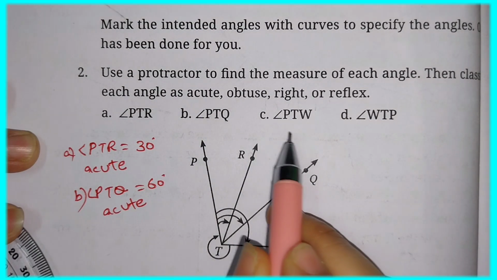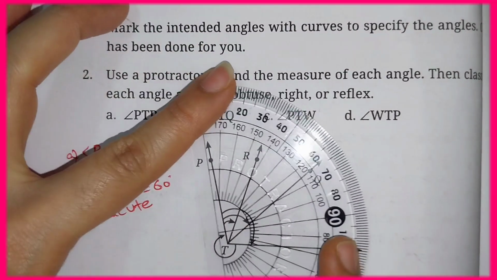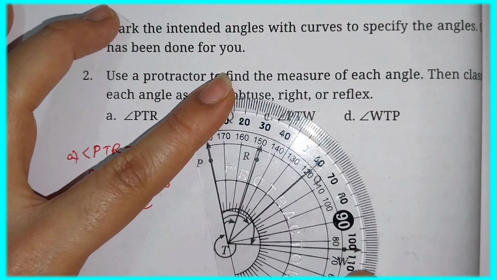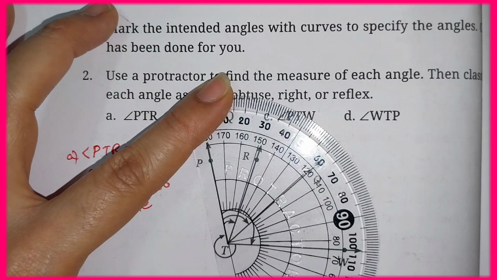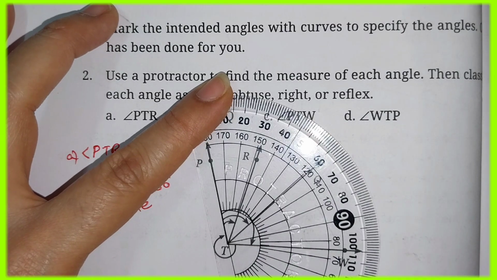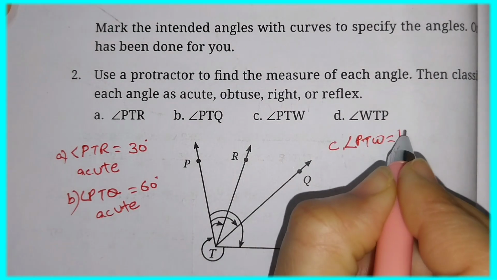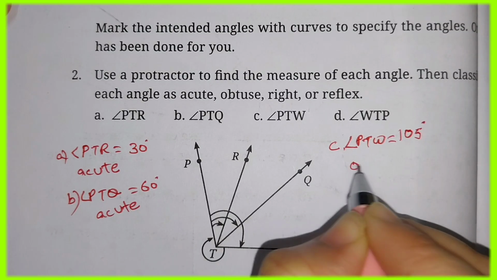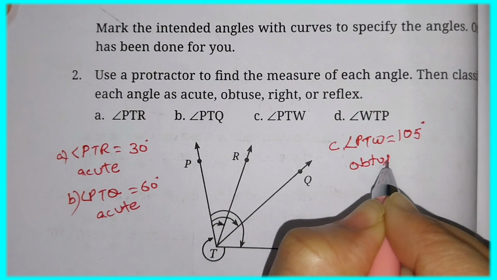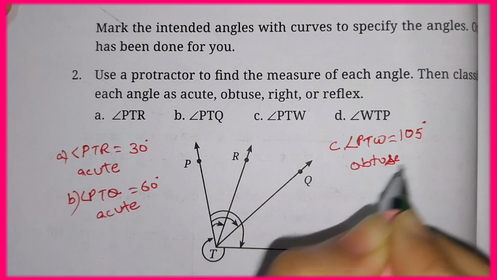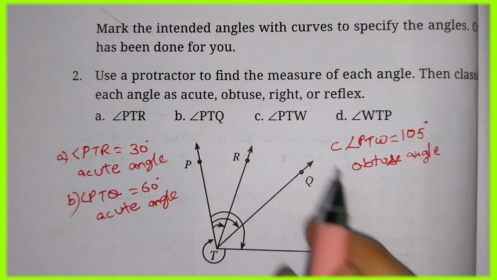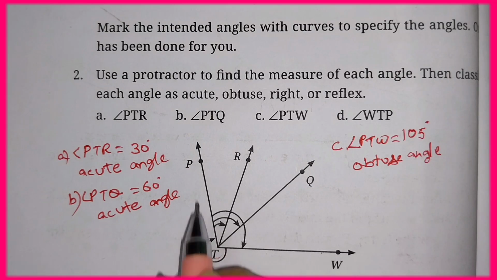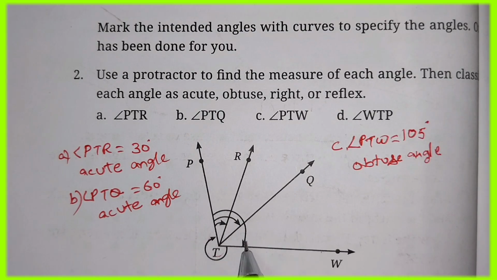Next one is C. Let's check the angle PTW. This is between line TP and line TW. If you measure the angle, we will get 105 degrees. Now 105 degrees is more than 90 degrees but less than 180 degrees. So this is an obtuse angle. Angle PTW equals 105 degrees, it is an obtuse angle. The last one is angle WTP.